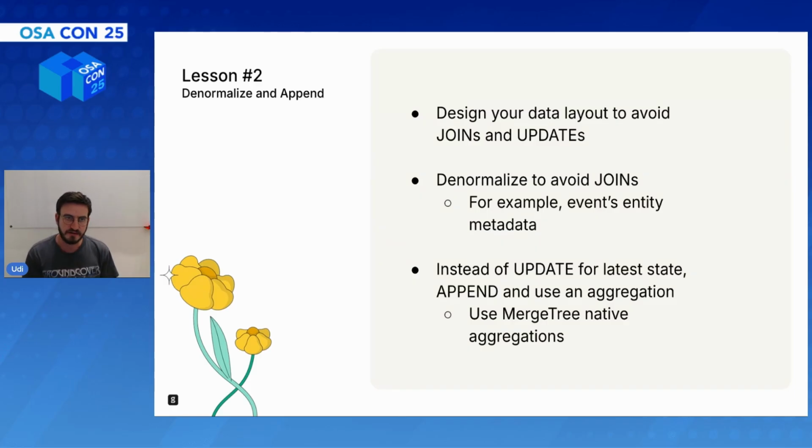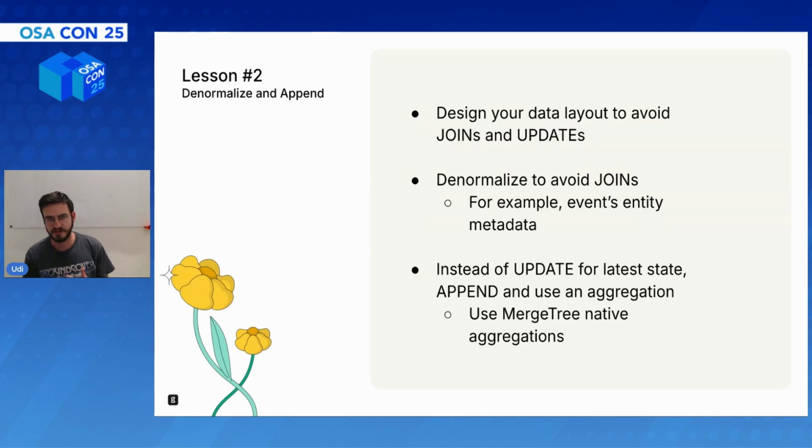Next lesson: we've mentioned that ClickHouse doesn't excel with joins and with updates. You can design your data model to avoid these operations as much as possible. For example, one method to avoid joins is denormalization of the data.